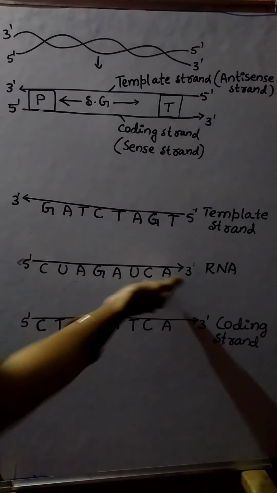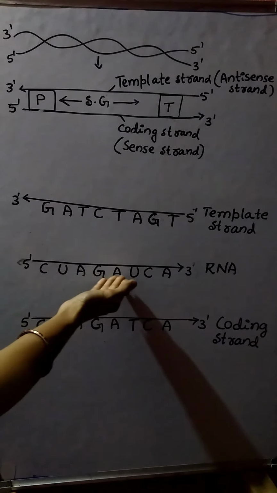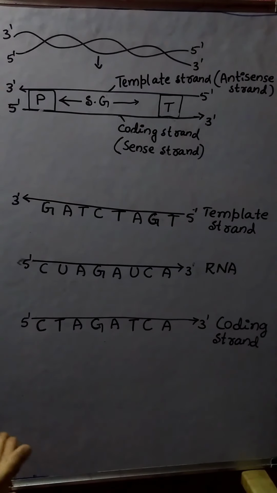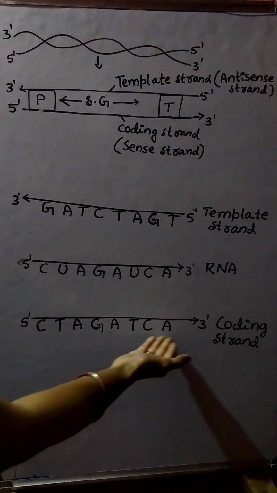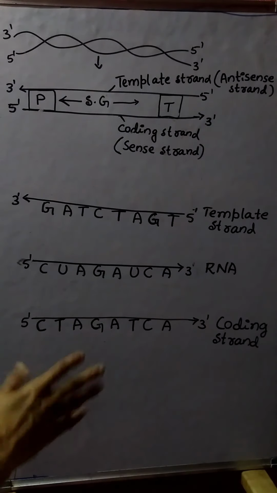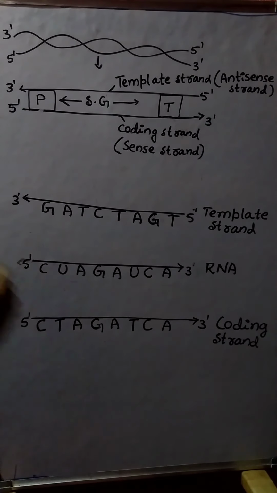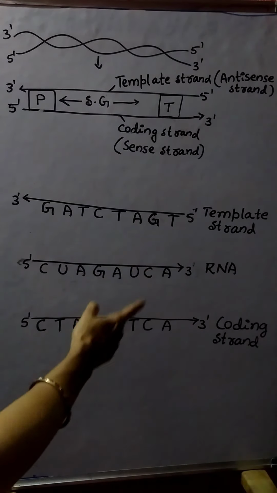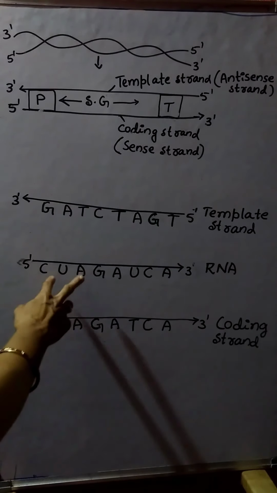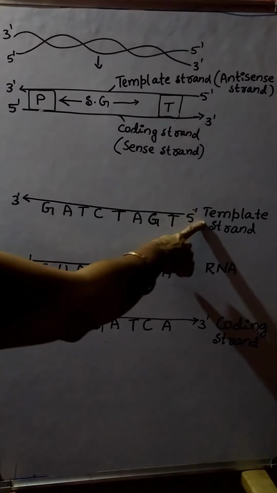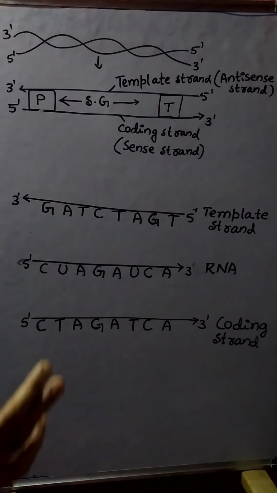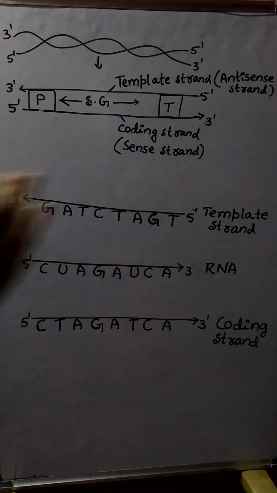The base sequence of RNA is CUAGAUCA, whereas the base sequence of coding strand is CTAGATCA. Means the only difference is that in case of coding strand, thymine is present. In case of RNA, instead of thymine, uracil is present at the same place. This is the difference. If we know the base sequence of either template strand or coding strand, then you can write the base sequence of RNA.